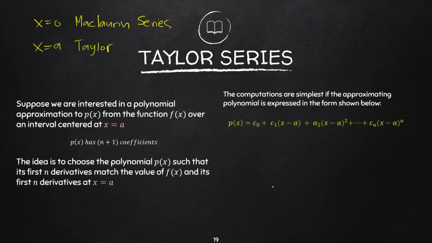So remember, for Maclaurin series, your approximating polynomial is p of x is equal to c sub 0 plus c sub 1 times x plus c sub 2 times x squared, and so on up to c sub n times x raised to n. So for Taylor series, we are replacing the value of x. Instead of x, this will become x minus a, for us to have simpler computations later on.